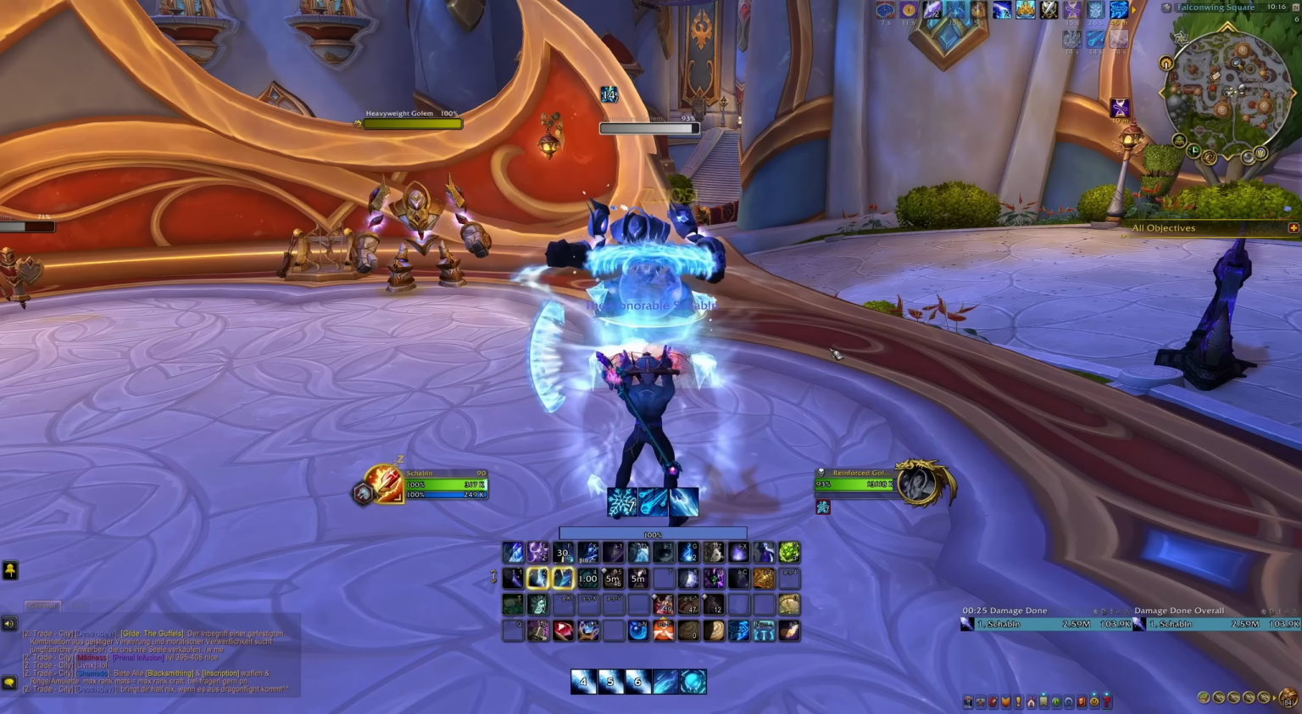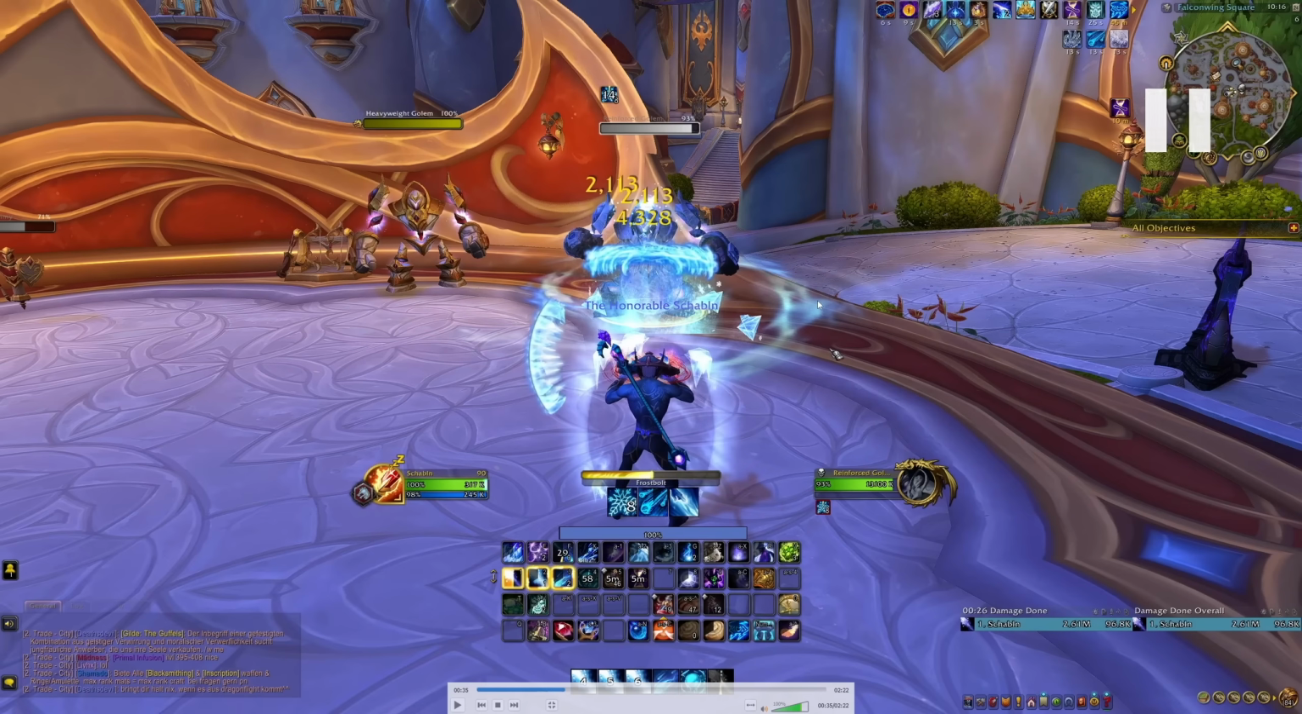We use the last Flurry. Here you can see we have a Brain Freeze proc, but I don't use it right away because if we use the Brain Freeze proc, we will shatter an additional 6 stacks. This means we need approximately 12 stacks for Shatter to maximize our damage. So I will just Frostbolt a few casts in to get into the 12 stacks of Shatter.